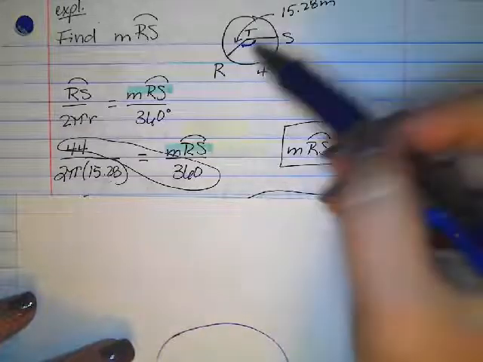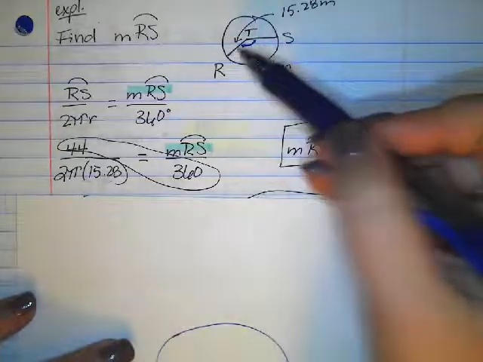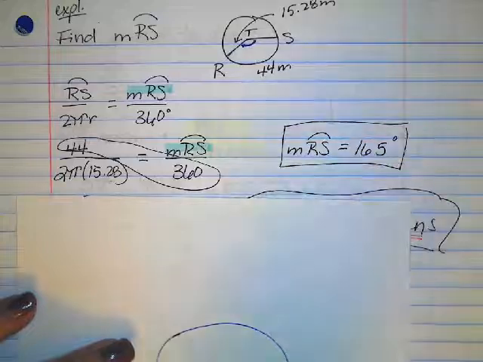Notice this is a nice obtuse angle. This is a big angle. That makes sense that it should be a fairly large number.